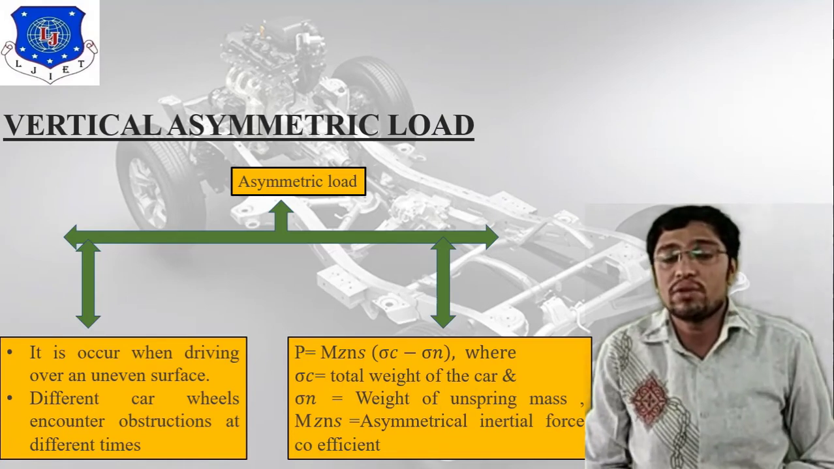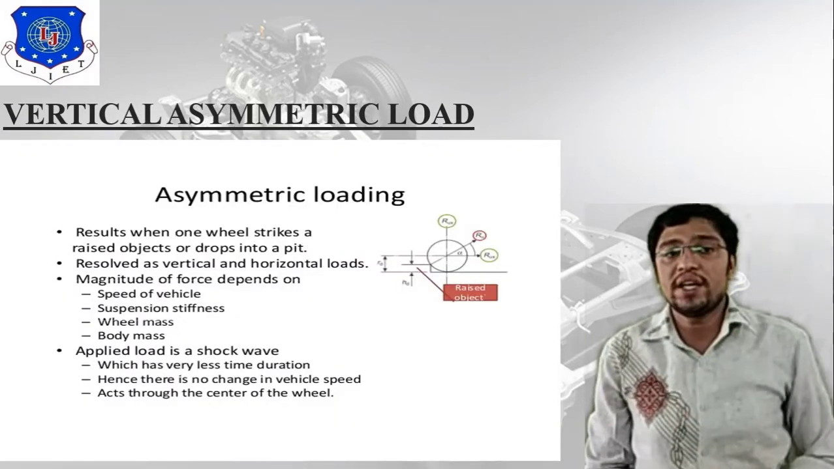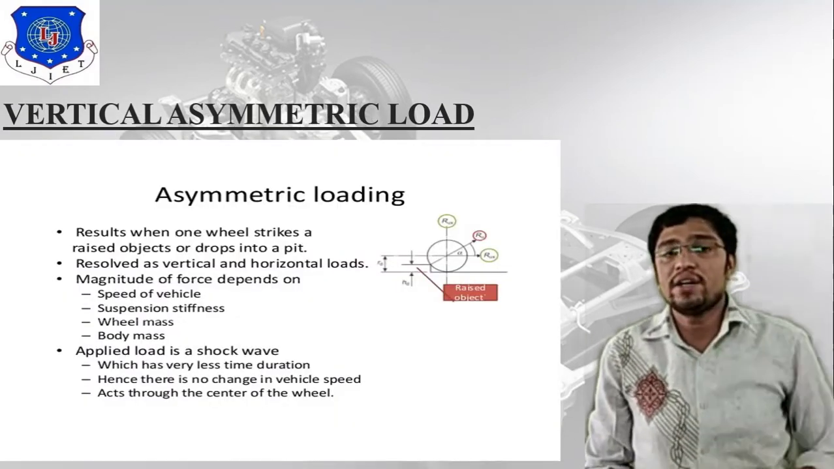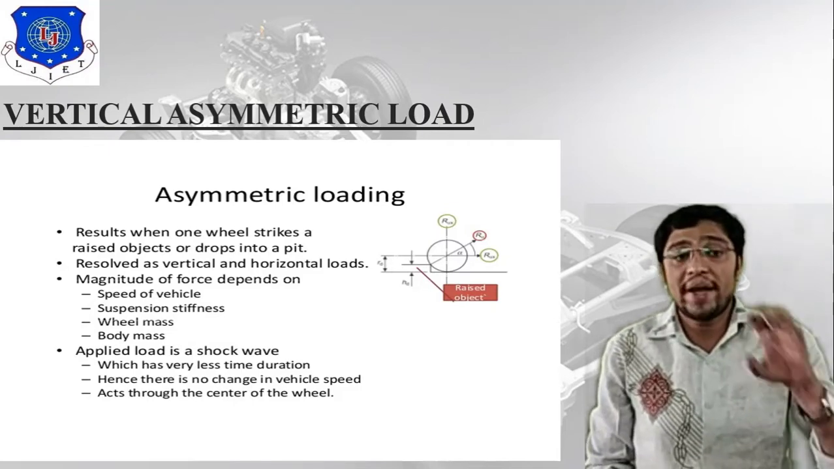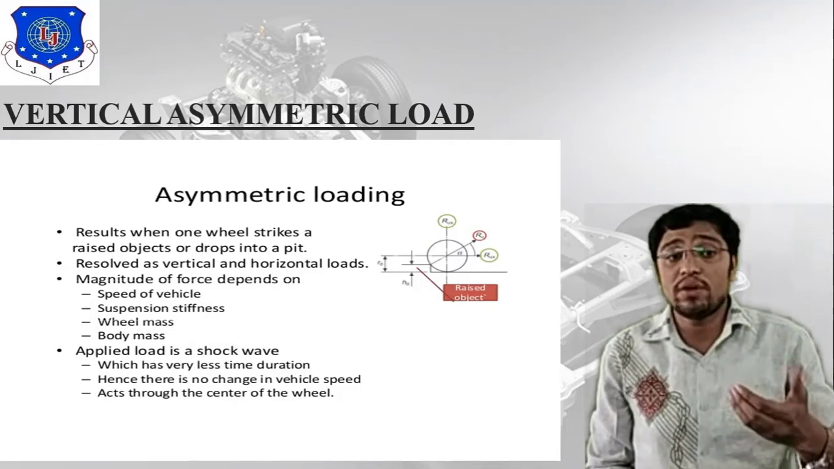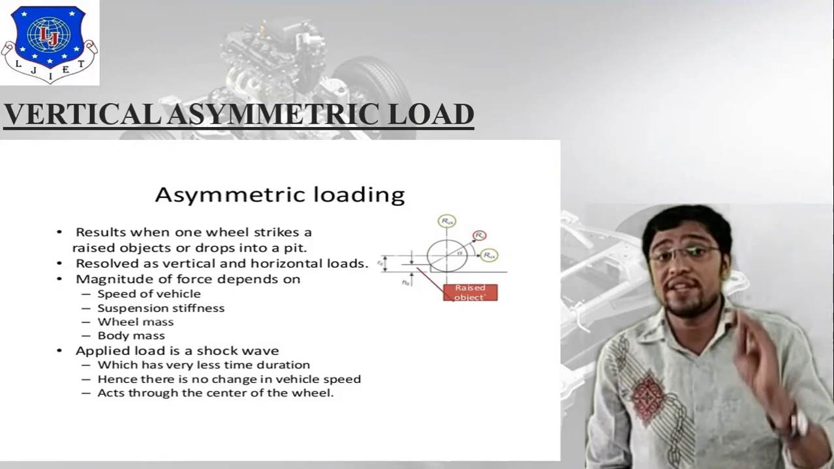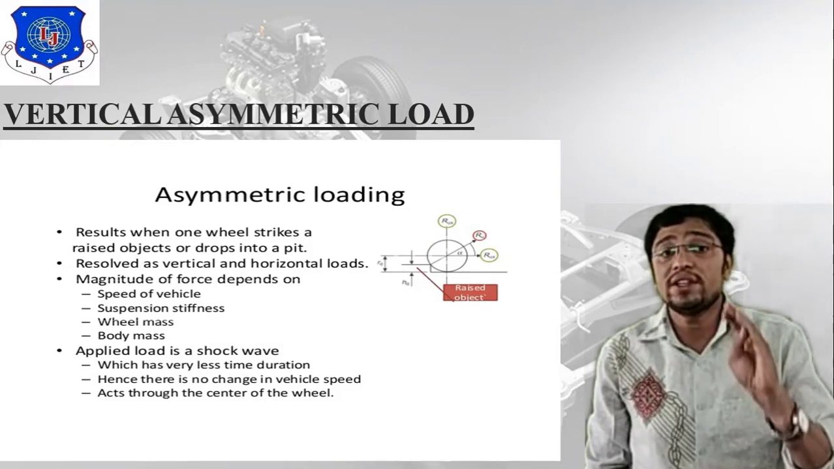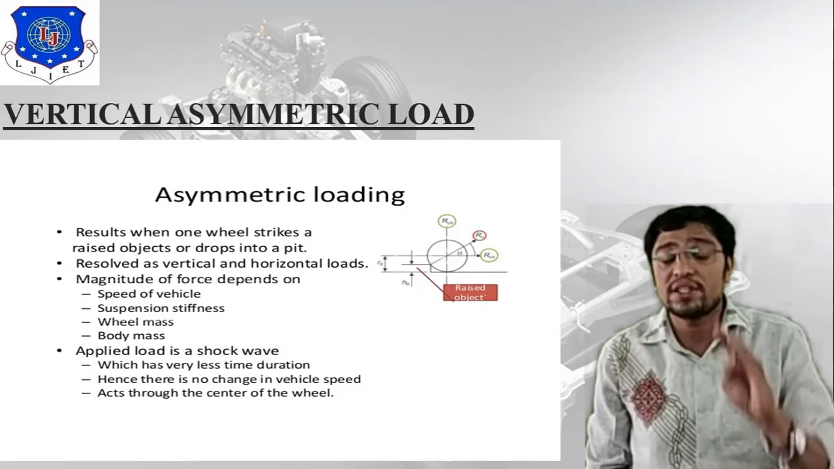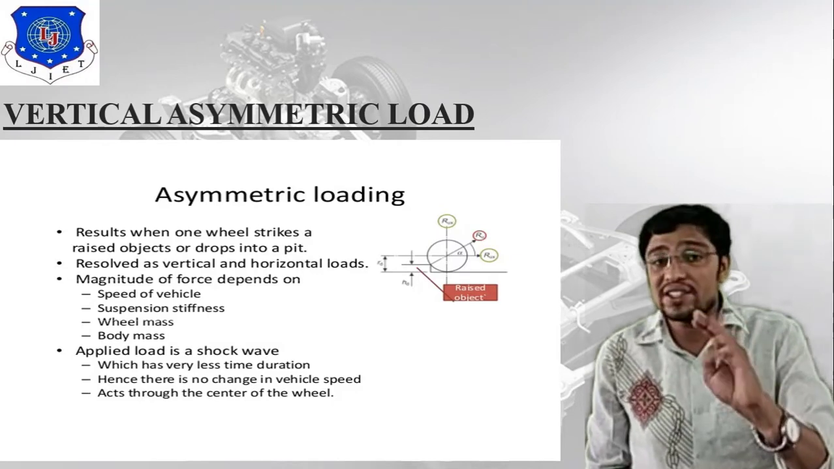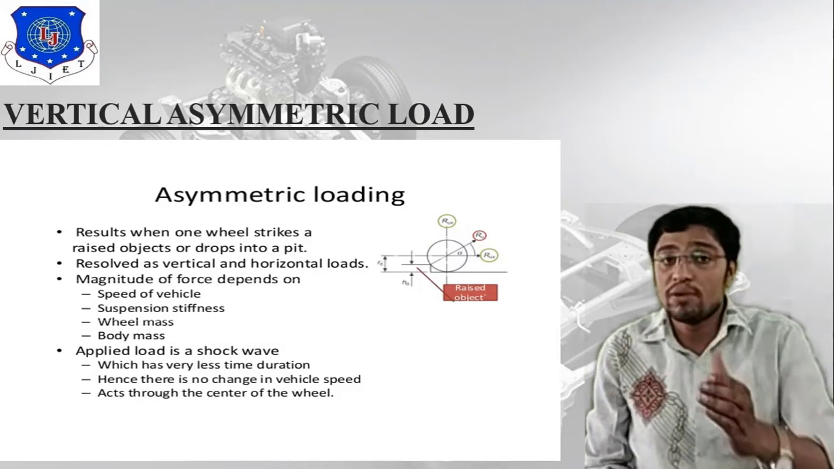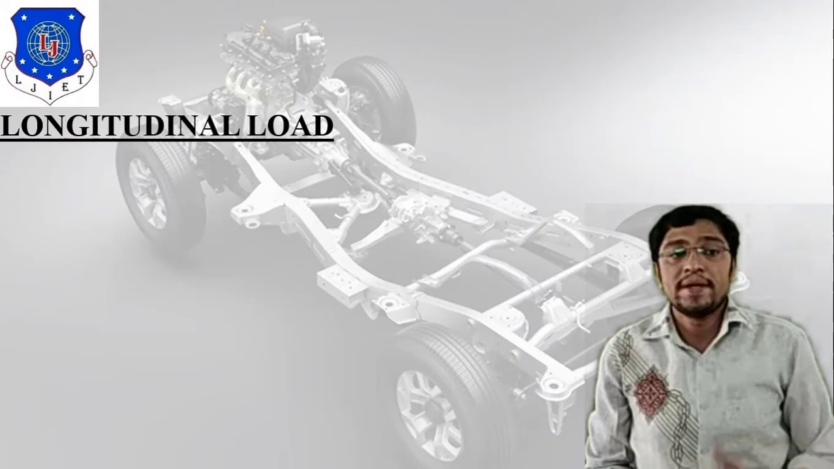It is the asymmetrical inertial force coefficient. In vertical asymmetric load, as in the image I have attached, the magnitude of the force depends on the speed of the vehicle. First is the speed of the vehicle, second is suspension stiffness, third is wheel mass, and fourth is body mass. Move forward to the third one.